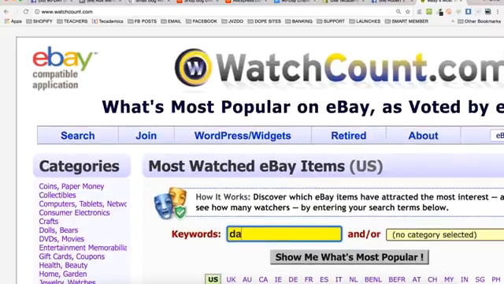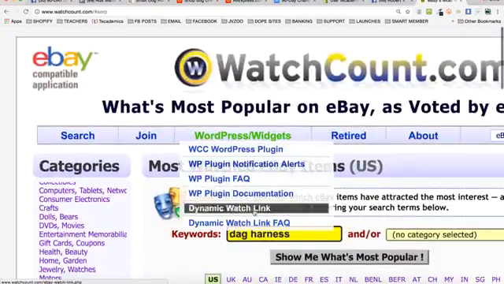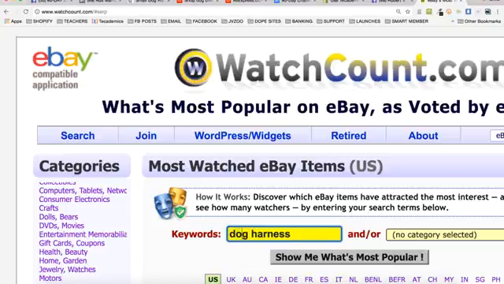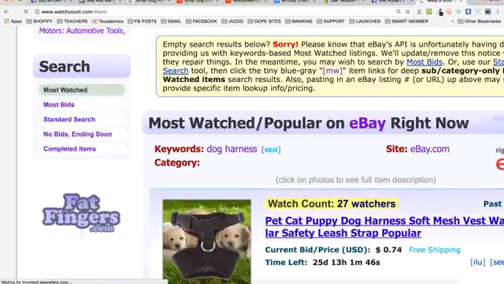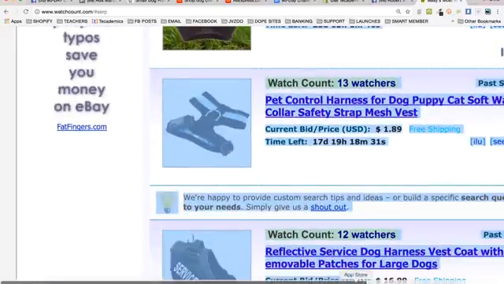And so let's just take dog harness, since we were looking at that a minute ago. Oops, I guess I have to type it right. There's no such thing as dag harness. So here's dog harness, and I'm going to see if I can get all this in the screen. Want to go smaller? Yeah.